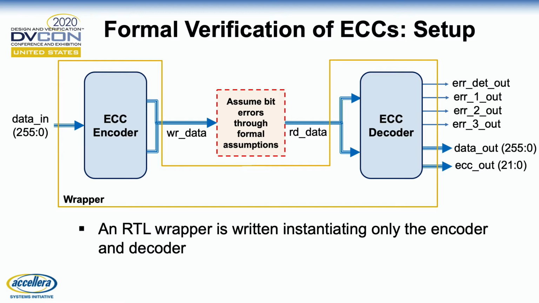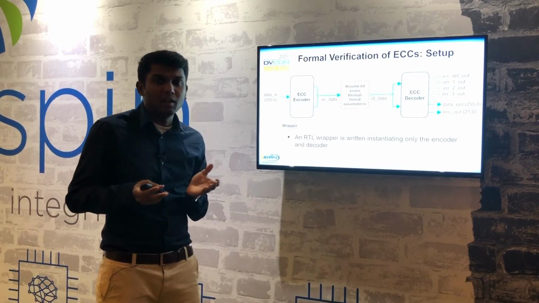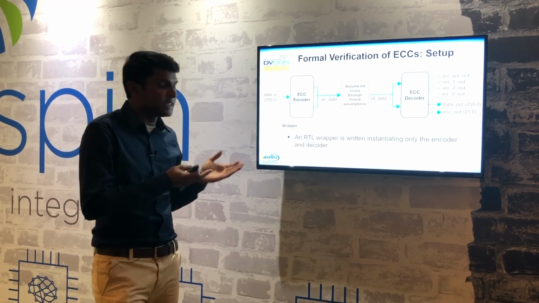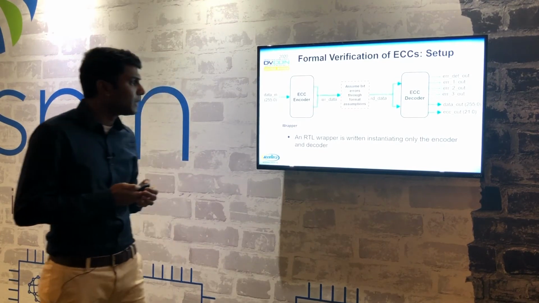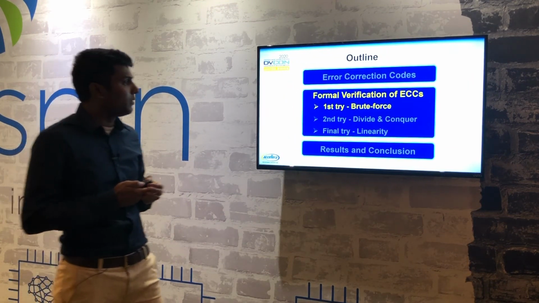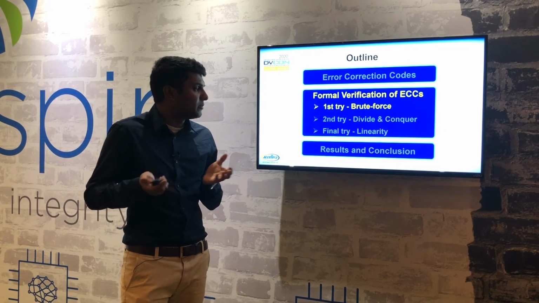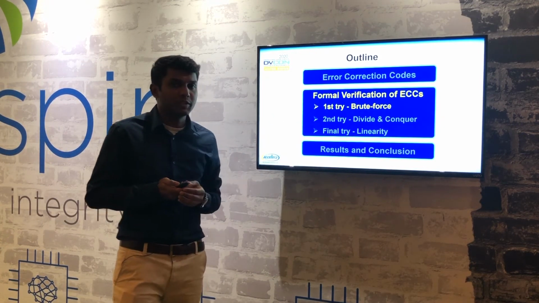Now you see that the write data that is coming out of the ECC encoder becomes the primary output of this wrapper, and the read data which is going into the ECC decoder becomes the primary input of the wrapper. By assuming bit errors between the output and input, we can enumerate, or imitate, all the bit flips. So this is how we set up our formal environment. Now let's first see how we performed the formal verification with the brute force approach.